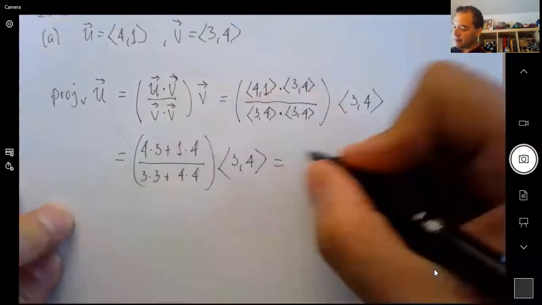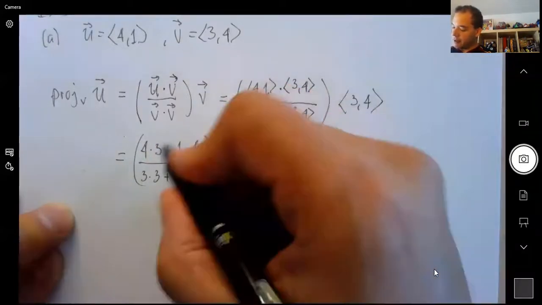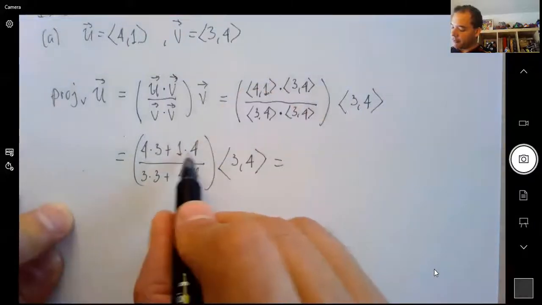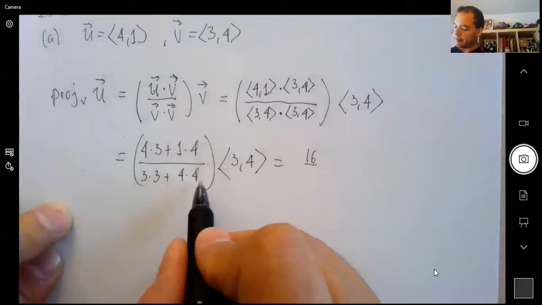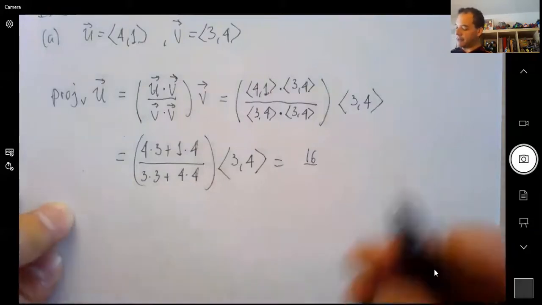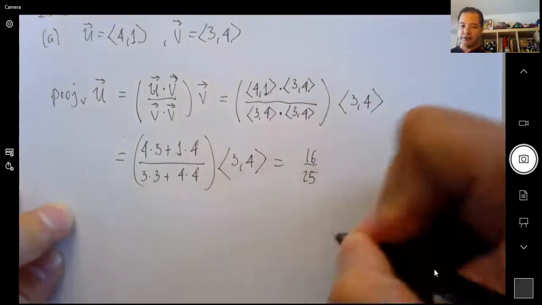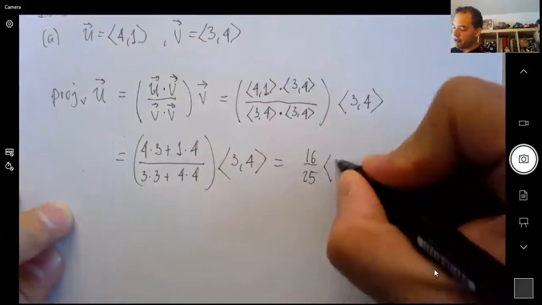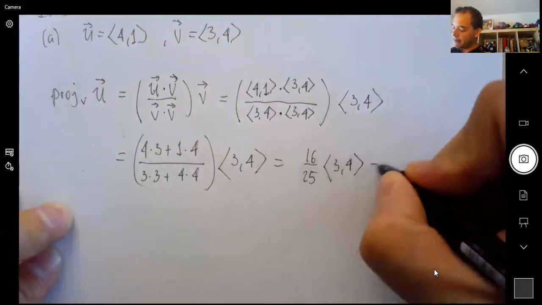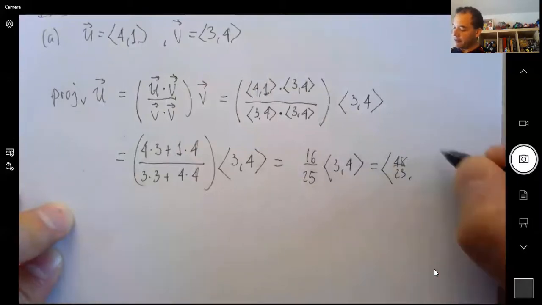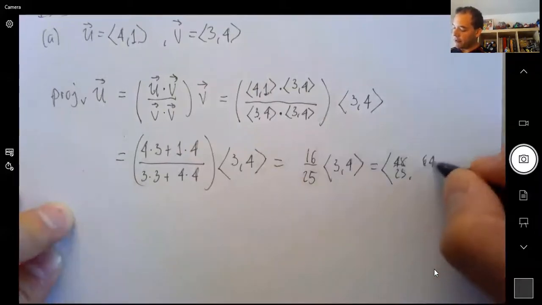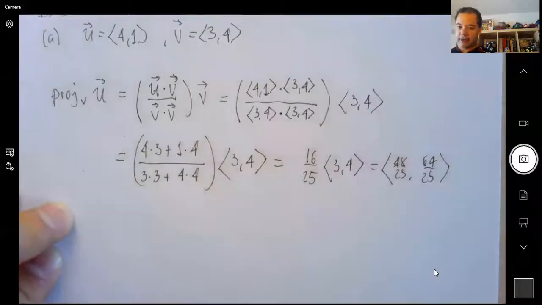And what is that number? Well, that number is 4 times 3, 12, plus 4, 16. 3 times 3, 9, plus 4 times 4, 16. 16 plus 9, that's 25. So it's 16/25 of (3, 4). So that would be 48 over 25 and 64 over 25. That is the answer, right?